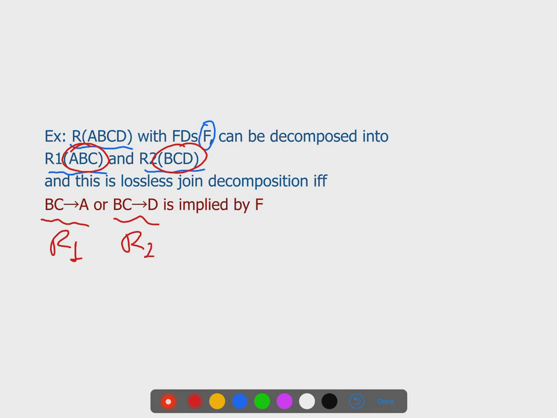So key meaning that for BC to be a key, it should determine itself and the rest of the attributes, A in this case, or in the other relation, D. So if either of these functional dependencies is implied by F, then we have a lossless join decomposition.